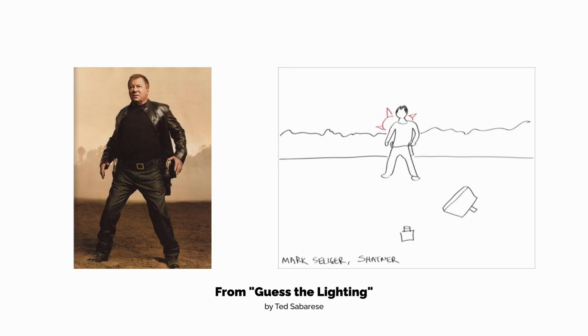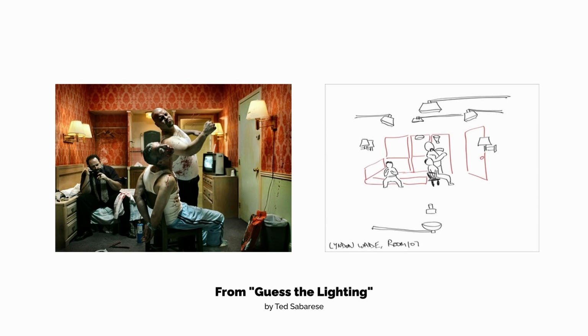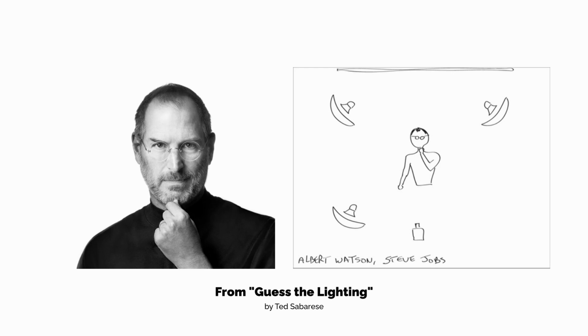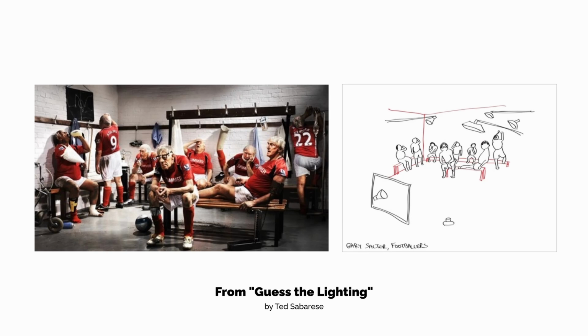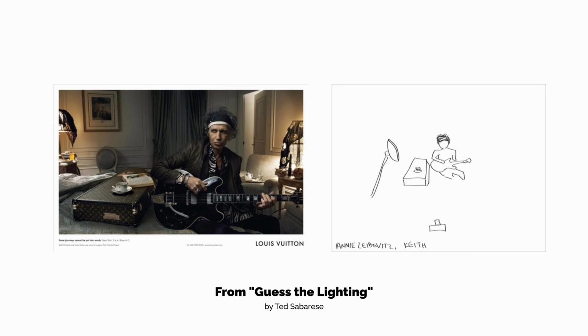In case you missed that last video, the idea for these videos came from a blog that I used to read years ago called Guess the Lighting by photographer Ted Sabarese, where he took famous magazine covers or celebrity portraits and used to create lighting diagrams to try and reverse engineer and guess how those images were lit and captured. And I thought this idea of learning how to see the lighting in an image is an important skill for any photographer to learn.